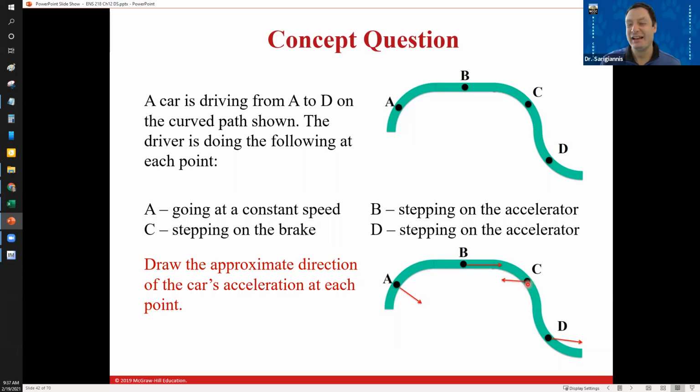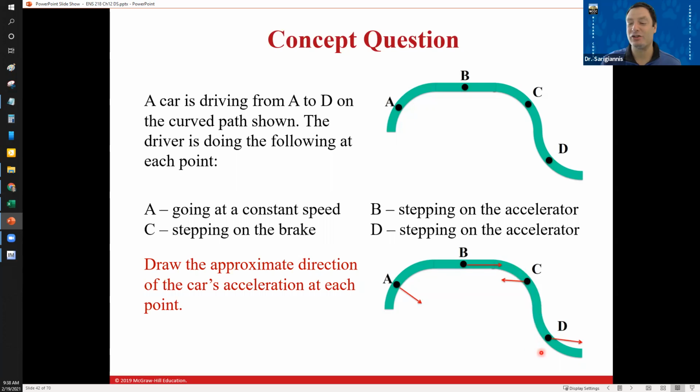And then C, stepping on the brake. So what do you got going on here? Well, we definitely have a normal component because it's going around a curve. And then we've got a backwards component for the acceleration because we're stepping on the brake, because we're slowing down. So this makes sense. The arrow is going to be somewhere in between. And you could draw it straight across. You don't know the magnitude of any of these.